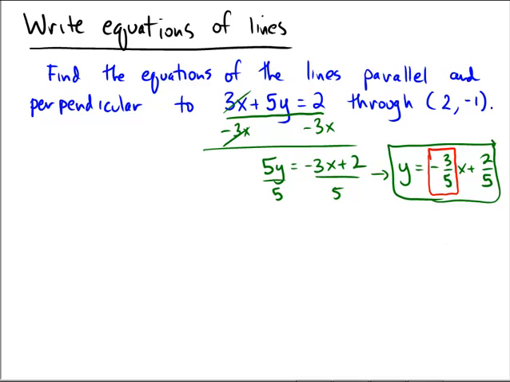So when I want to find the equations of the lines that are parallel or perpendicular, I'm just going to have to remember two facts. One, a parallel line has the same slope. And two, a perpendicular line has the opposite reciprocal slope. So one has the same slope and one has the opposite reciprocal slope.